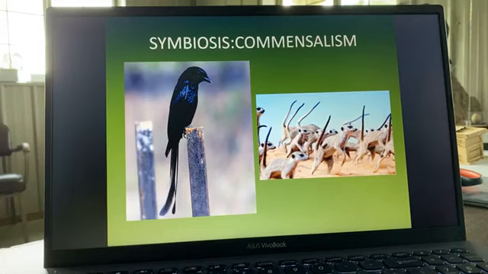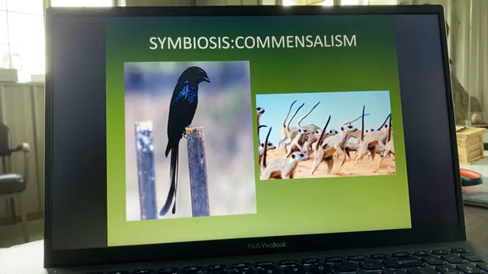Another type of commensalism is this example. This is a drongo, a fork-tailed drongo. What this guy does is he sits up on a perch and keeps an eye out for things. And he's a good imitator, so he can make some nice sounds like hawks and things like that.